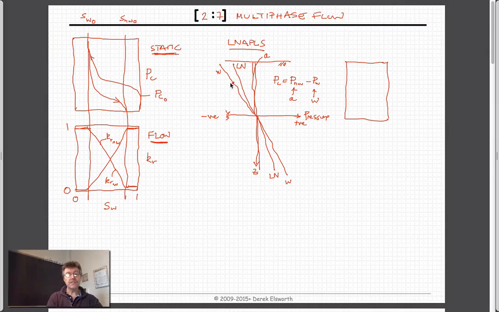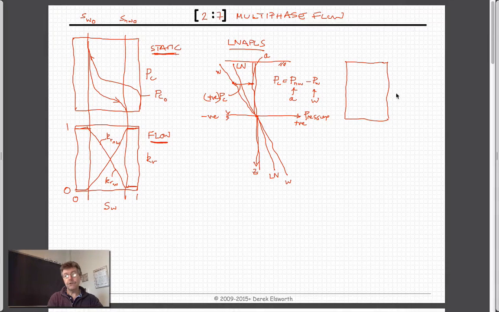And so this negative pressure for the non-wetting, small negative pressure minus a large negative pressure, is going to be a positive value of the capillary pressure at this part. So this would be the capillary pressure. It's going to be positive.